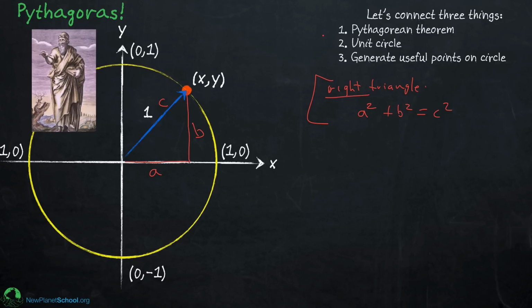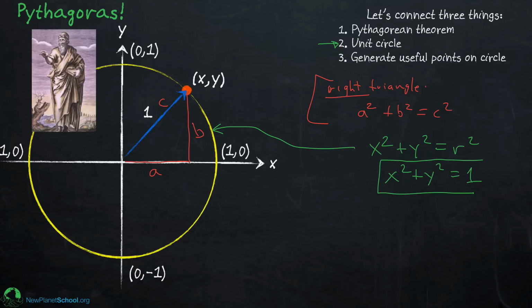Now let's talk about the unit circle, which is right here, which is what we're here to learn about. You remember, as I said earlier, that all the points on this circle, because it's a circle, all circles obey this relationship. Because we have a unit circle, we have the special case where this is just equal to 1. This describes a unit circle. So all the points x and y on this yellow circle all obey this.